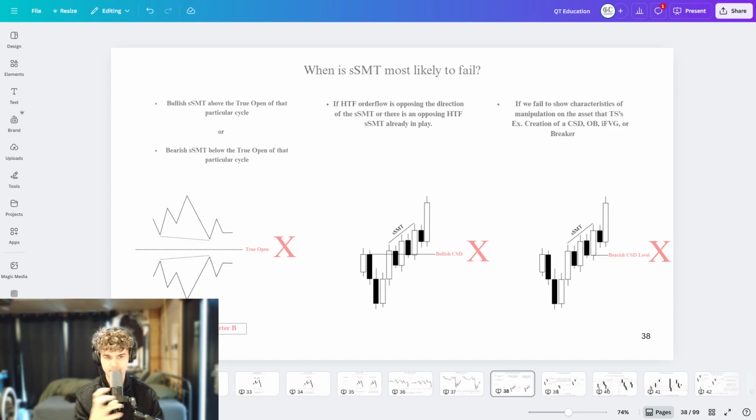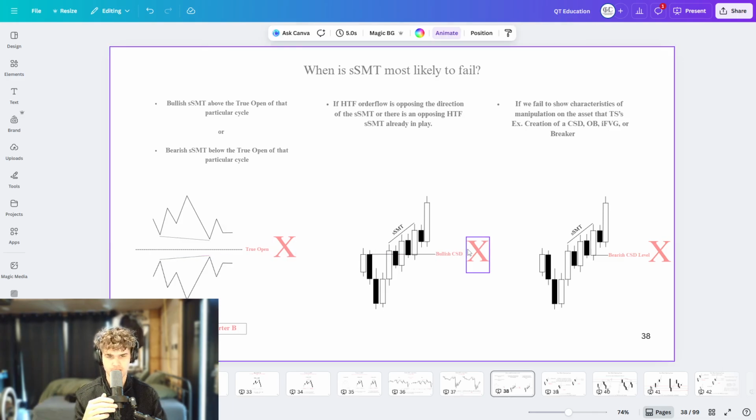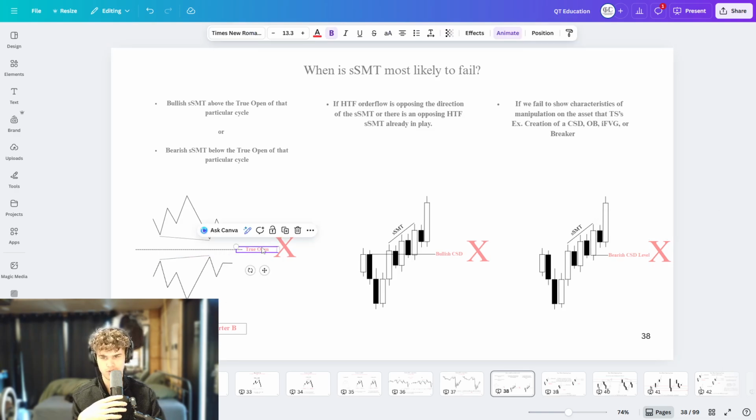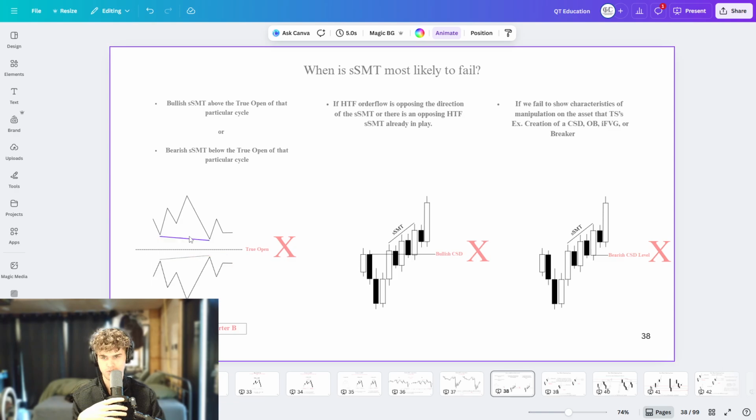It's a bit subjective there, but for best practices, I would say trade it. If you're bullish, trade below. If you're bearish, trade above, right? So in this example, we're putting X's here because this is what not to do, right? If we're having a bearish SMT below the true open here, that's what not to do. Bullish above, what not to do. Understood?